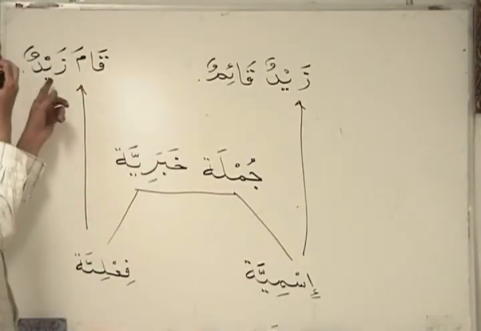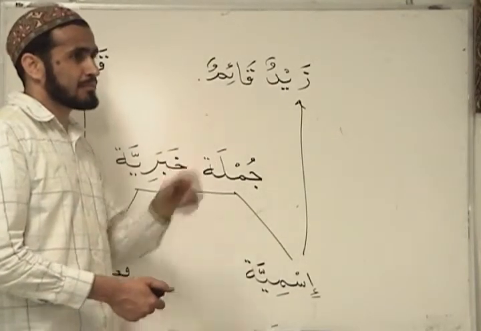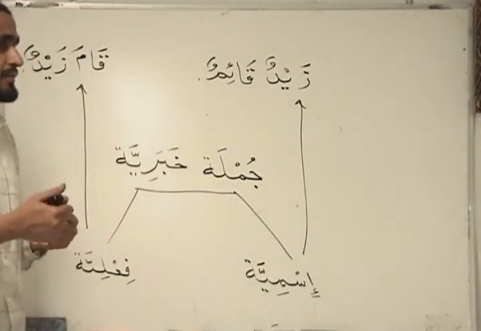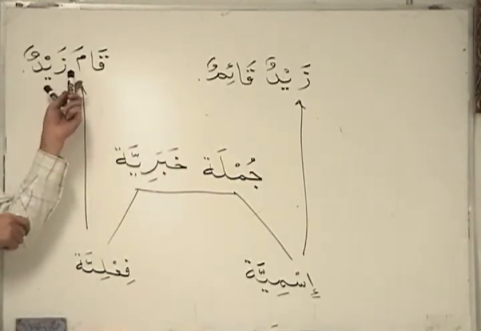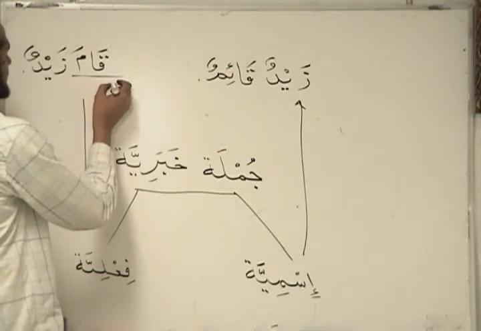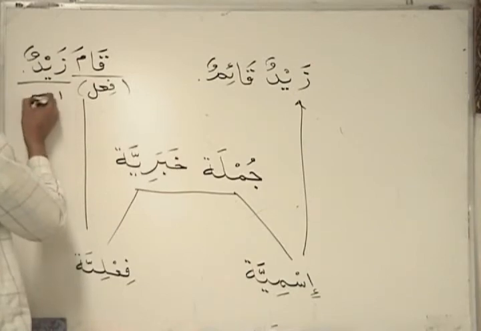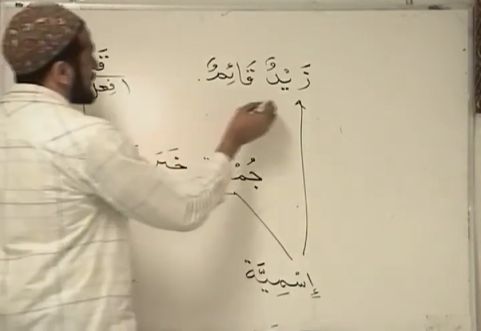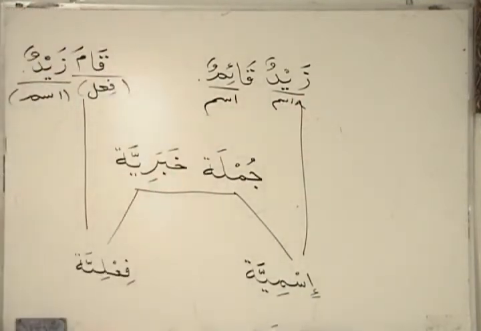One difference is this is about the past. This doesn't tell you anything about the tense. Zayd is a stander. Zayd stands. So in the future or present or anything, it doesn't say anything about that. But more importantly, this one begins with a fi'l, the verb. That one begins with an ism. So this is a fi'l, right? And this is an ism. On the other hand, this one, both of these are isms. Okay?